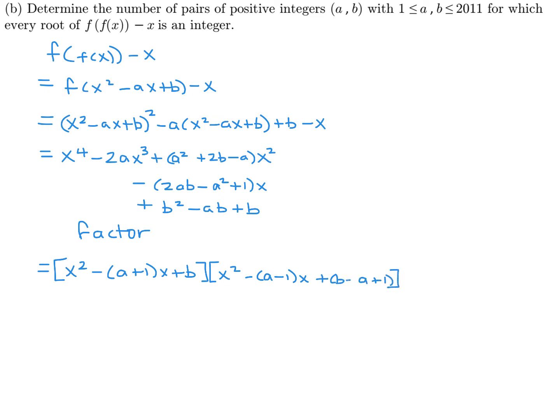Okay, so in order for these to have real roots, or roots that are integers, so roots will be integers if the discriminants are perfect squares.